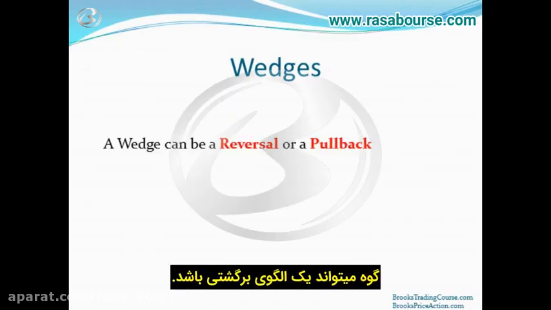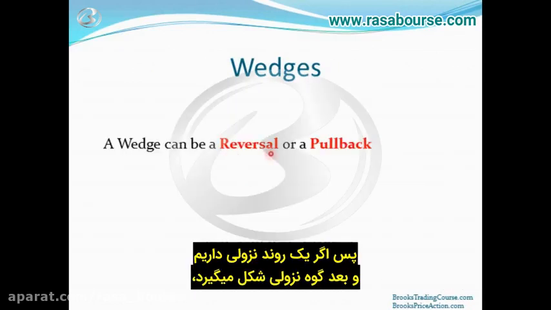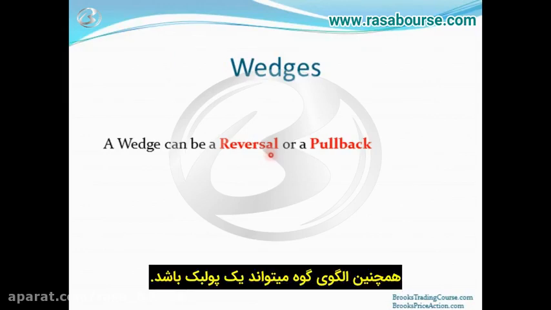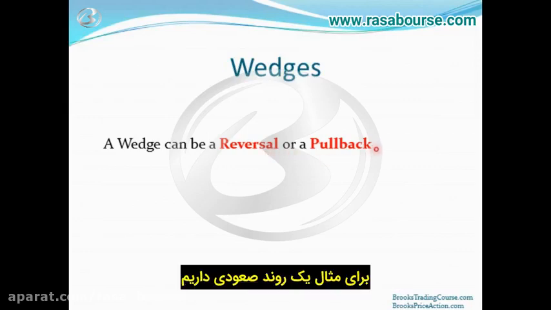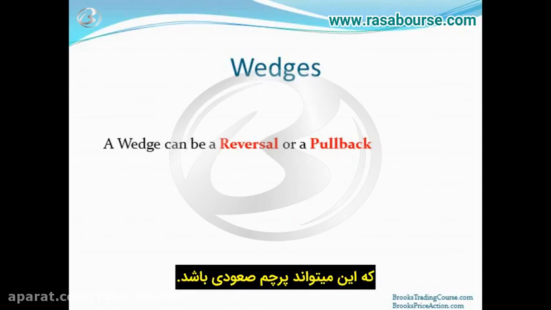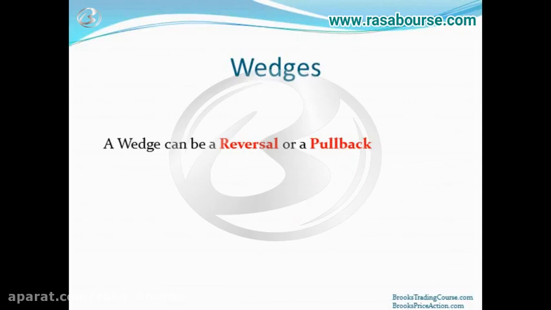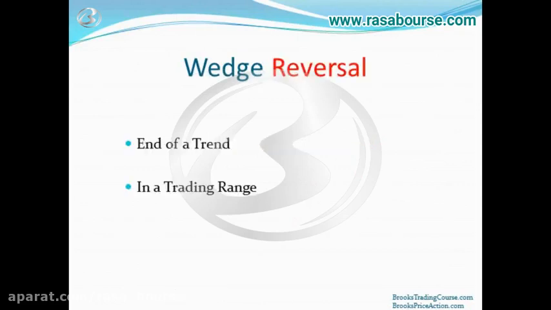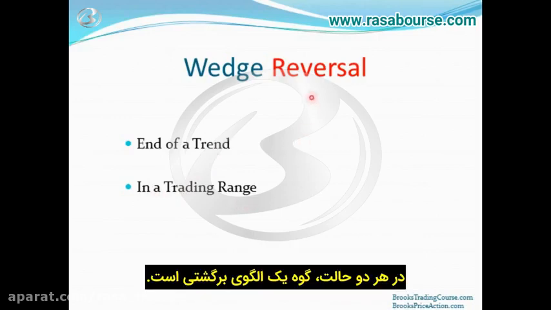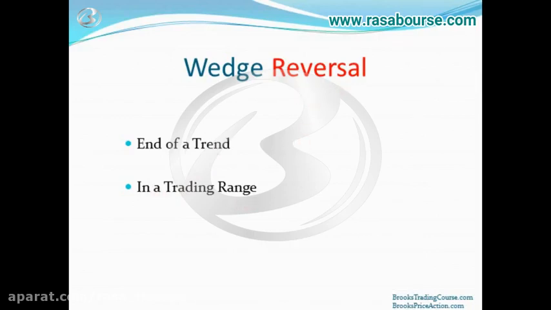A wedge can be a reversal pattern. So if you have a bear trend and then a bear wedge, it can be the low of the bear and the start of a bull trend. Or it can also be a pullback. So if you have a bull trend and then a wedge pullback, that can be a bull flag. The wedge can be the end of a trend, or it can be the end of a leg in a trading range. So either one, the wedge can act as a reversal pattern.